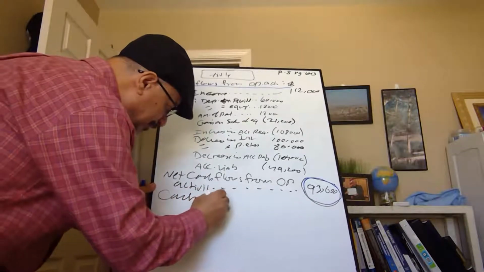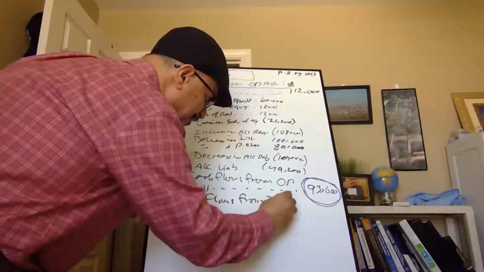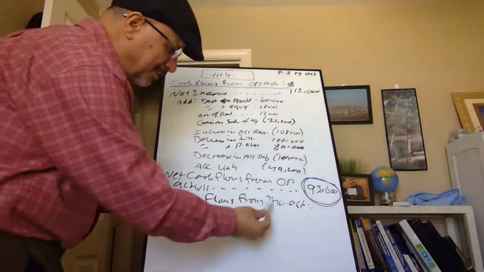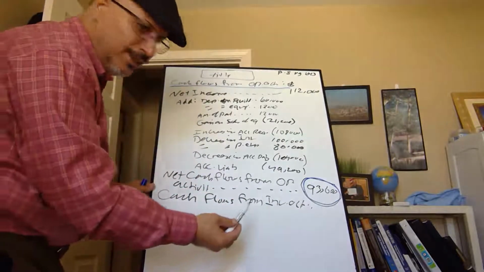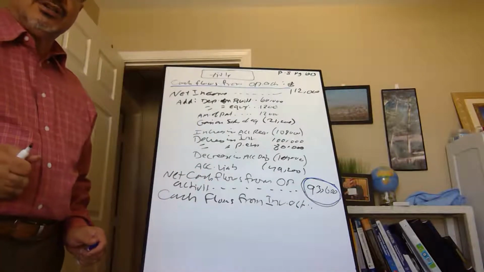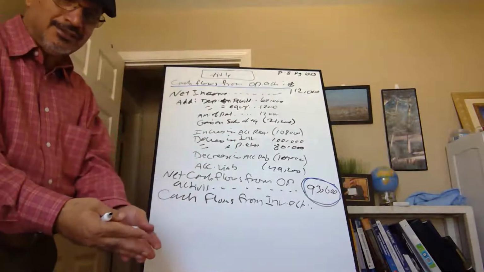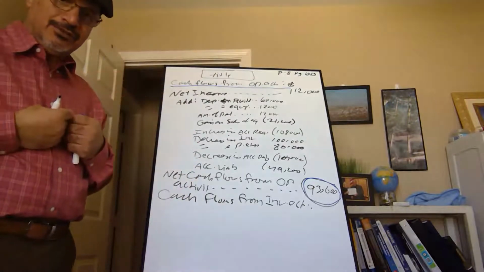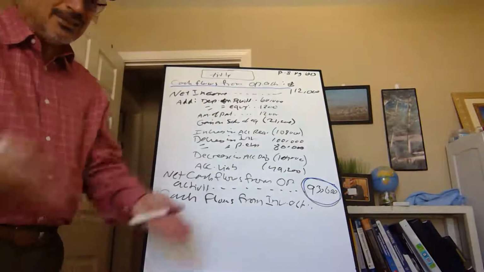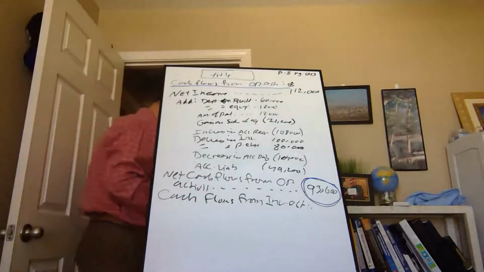Cash flows from investing activities. Okay? Investing. And that has to do with sale and purchase of long-term assets. If we have a sale of long-term assets, that means we have cash inflows. If we buy long-term assets, then we have cash outflows. So let's take a look in the problem.